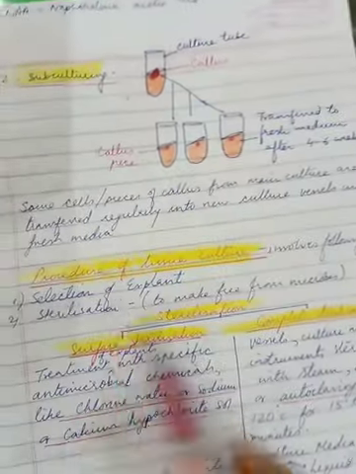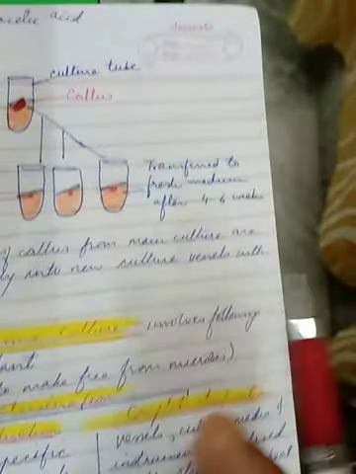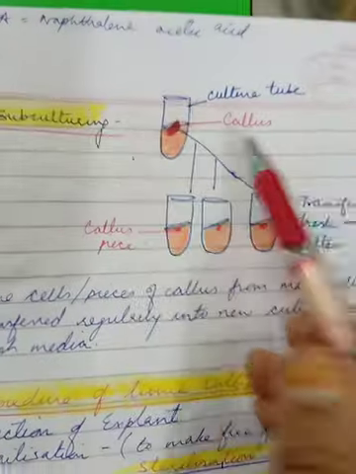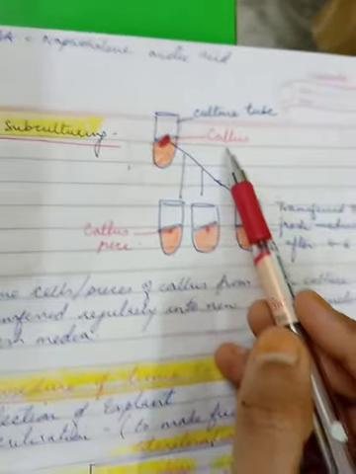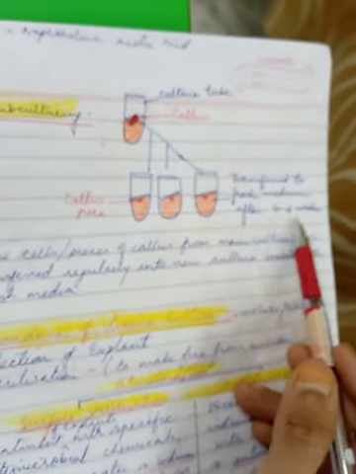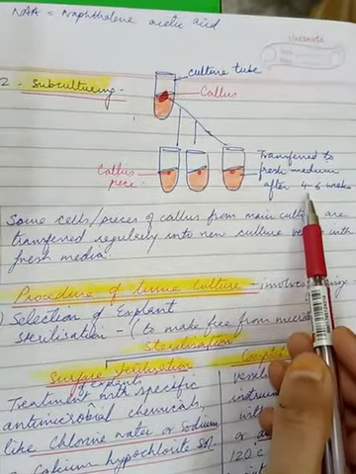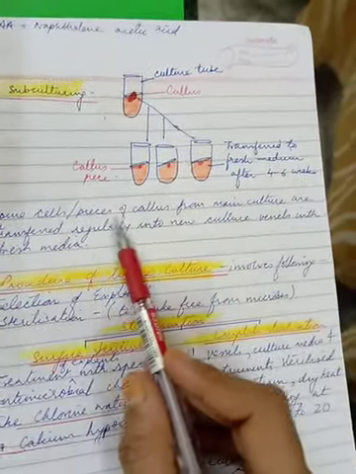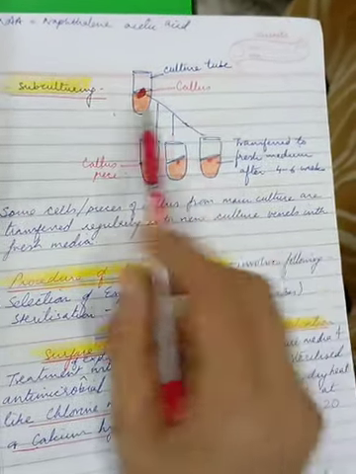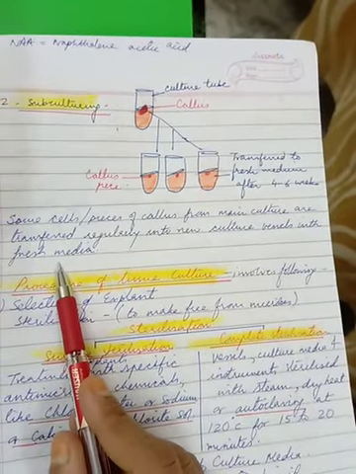Subculturing means the culture has to be, now see what happens. The tissue culture cannot be maintained like this for a long time, right? So some of the cells should move to a new culture vessel like this. From the original culture tube, the pieces of callus are transferred into fresh medium after 4 to 6 weeks. That means around 1 or 1.5 months, they're transferred to new culture medium. So some culture pieces or cells are transferred from the main culture to the new culture vessels with fresh medium.